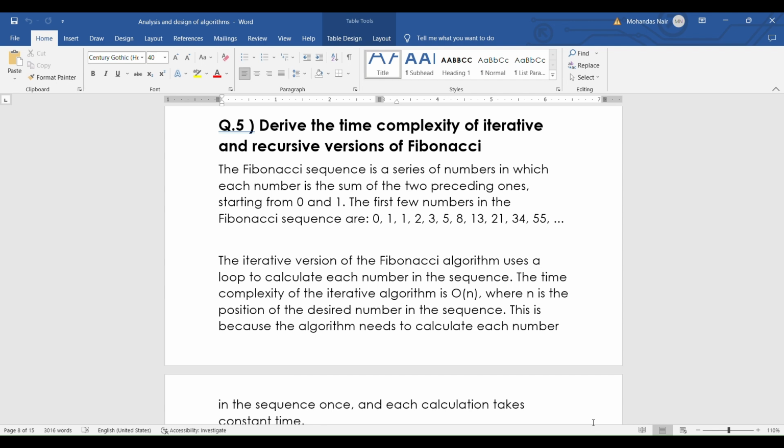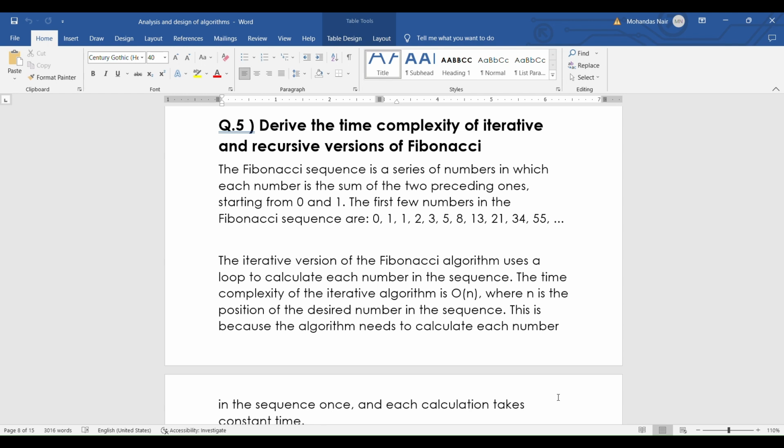Fifth, derive the time complexity of iterative and recursive versions of Fibonacci. The Fibonacci sequence is a series of numbers in which each number is the sum of the two preceding ones, starting from 0 and 1. The first few numbers in the sequence are 0, 1, 1, 2, 3, 5, 8, 13, 21, 34, 55, etc.